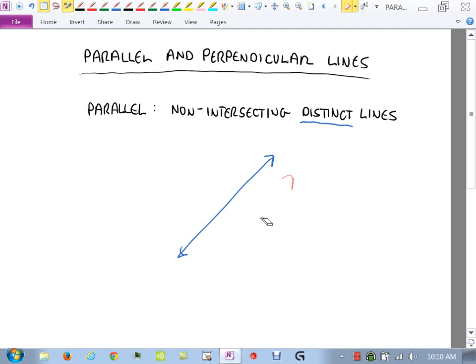But what if I said, I draw that blue line, then I come in and right on top of it, I draw a red line. Would you say that those two lines are parallel? Well, they're not distinct, meaning they're the same line, right? It's the same line on top of itself. So we wouldn't call a line parallel to itself. So that's where that word distinct comes from. When we talk about parallel lines, we need the lines to not be the same line. Two different lines can be parallel, but the same line can't be parallel to itself.